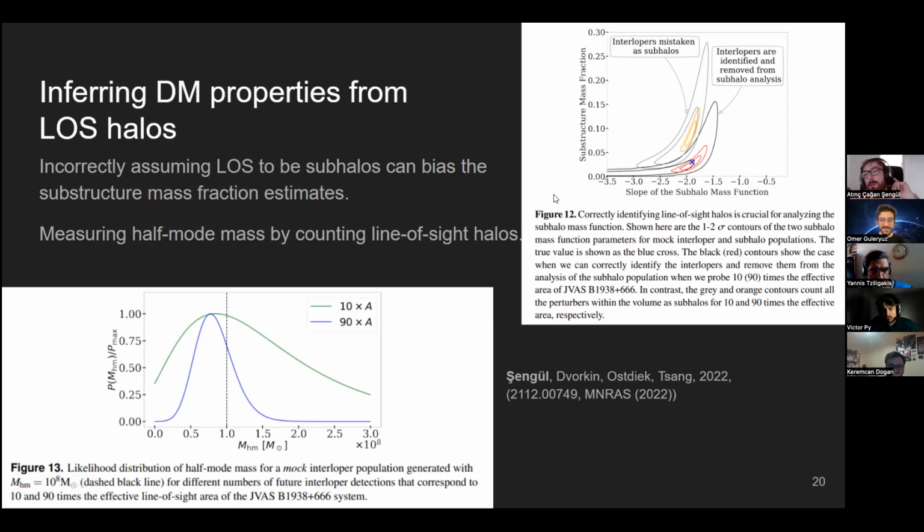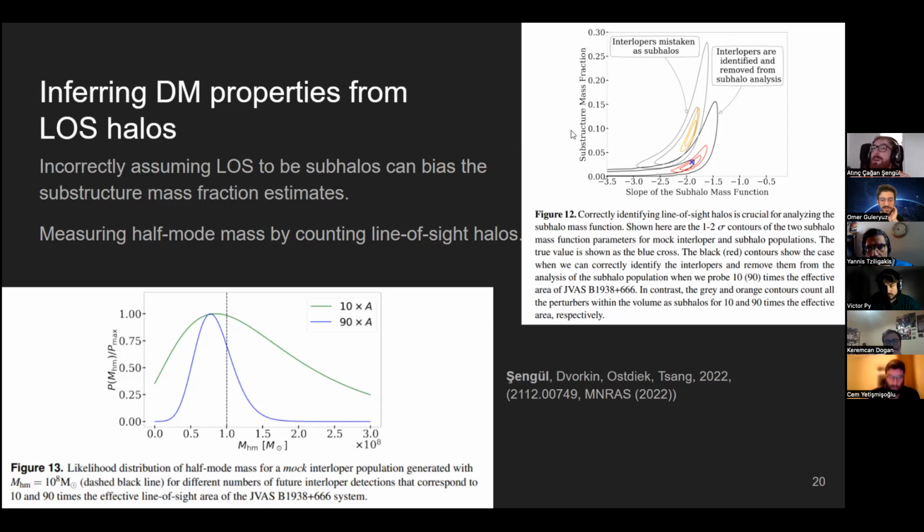Another important property is that you actually need to distinguish interlopers, which are line of sight halos, and subhalos. Otherwise, you make wrong conclusions about the substructure mass fraction. You count line of sight halos as subhalos, you think there's more substructure in a given galaxy, when in reality it's actually just line of sight objects that you thought were satellites of the main lens galaxy, which is not true. So that's another important aspect of this method and this analysis. Okay.